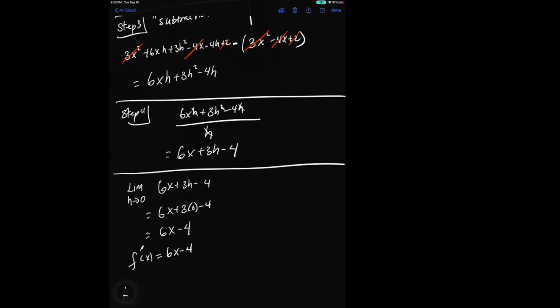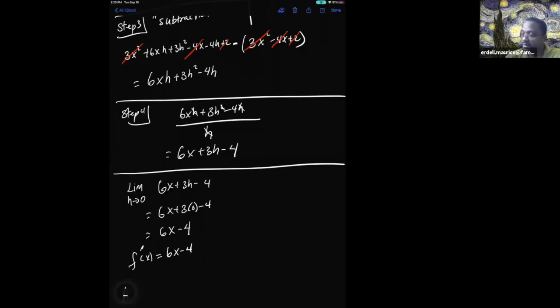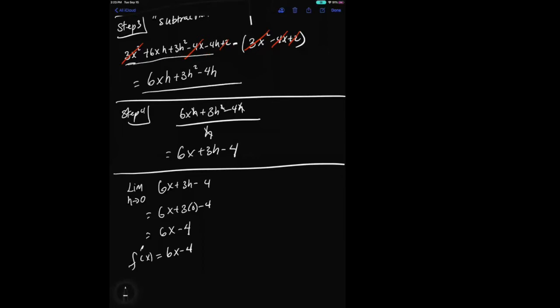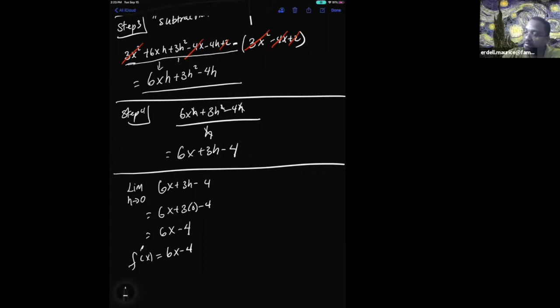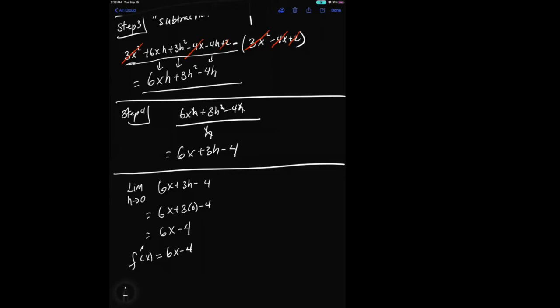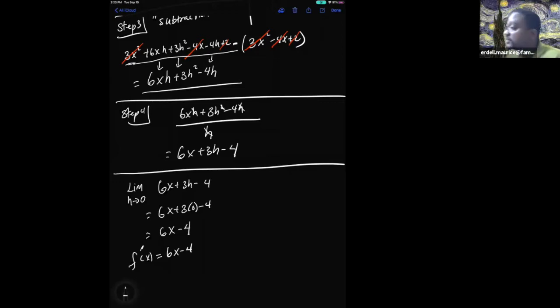In step 3, aren't you supposed to put the power first, since it's higher? Isn't the 3h squared supposed to be first? It does not matter. The only reason I have it this way is because I had the x squared first, so I just wrote it in the order I had it. It does not matter because it's going to become 0. It's going to go away anyway. Yeah, you're right, so it doesn't matter. If you want to put it in front, you can go right ahead.